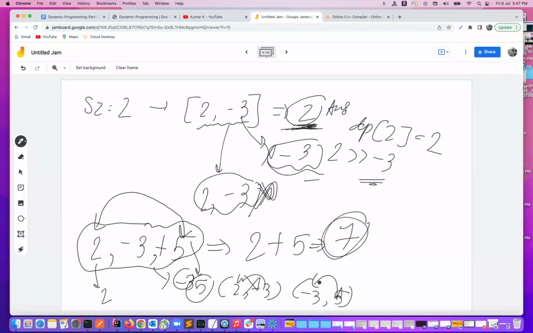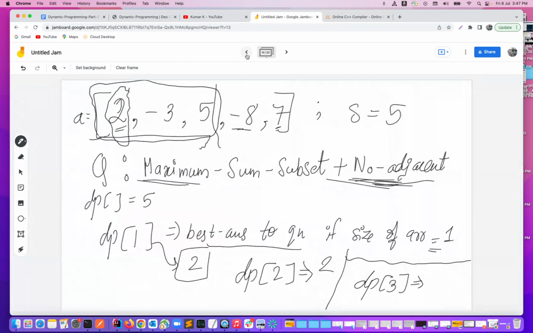Okay, guys. So the most important thing is that we wanted the maximum sum subset. If I choose 2 and 5, I will get the maximum sum. So dp of 3 is nothing but 7, guys. I hope this much is clear to everyone. Okay, dp of 3 is 7, guys.